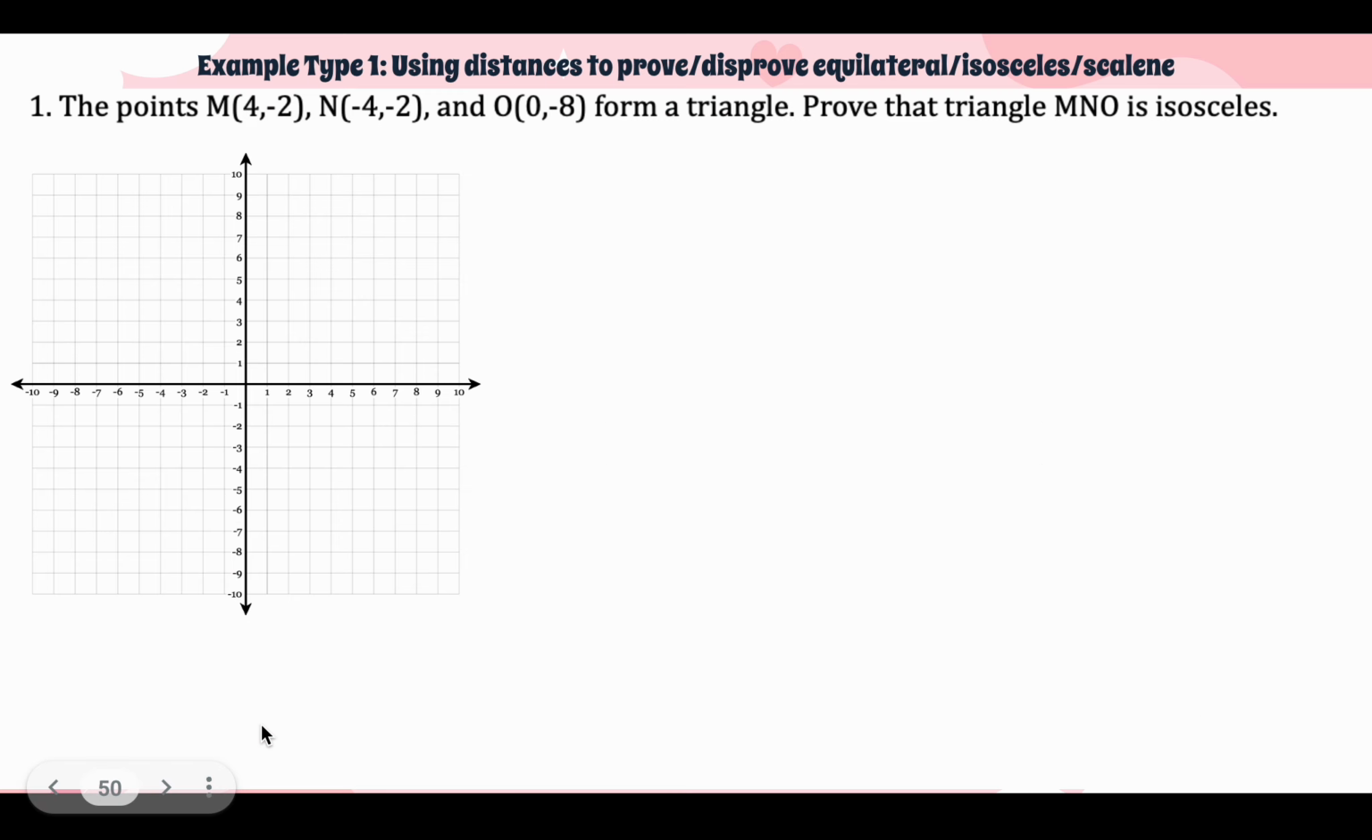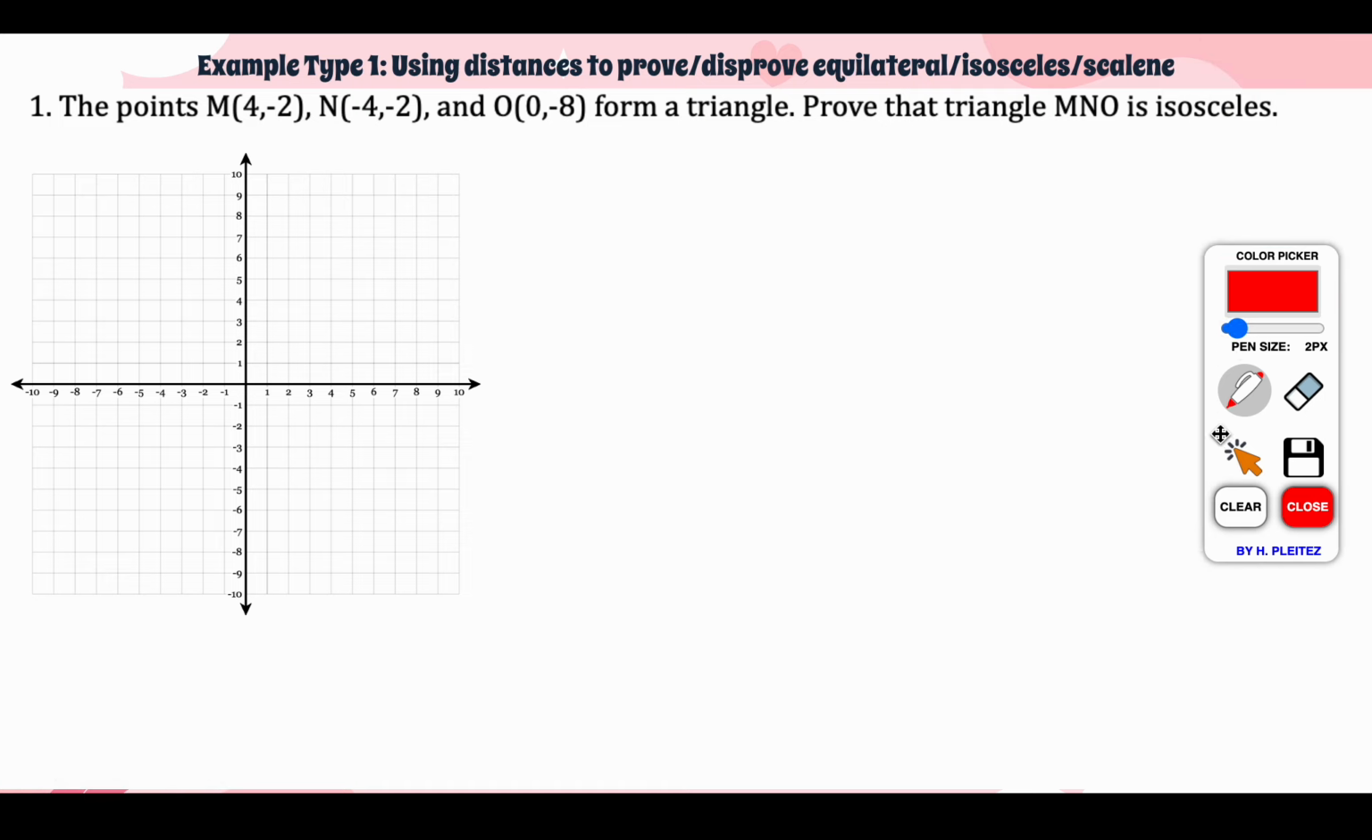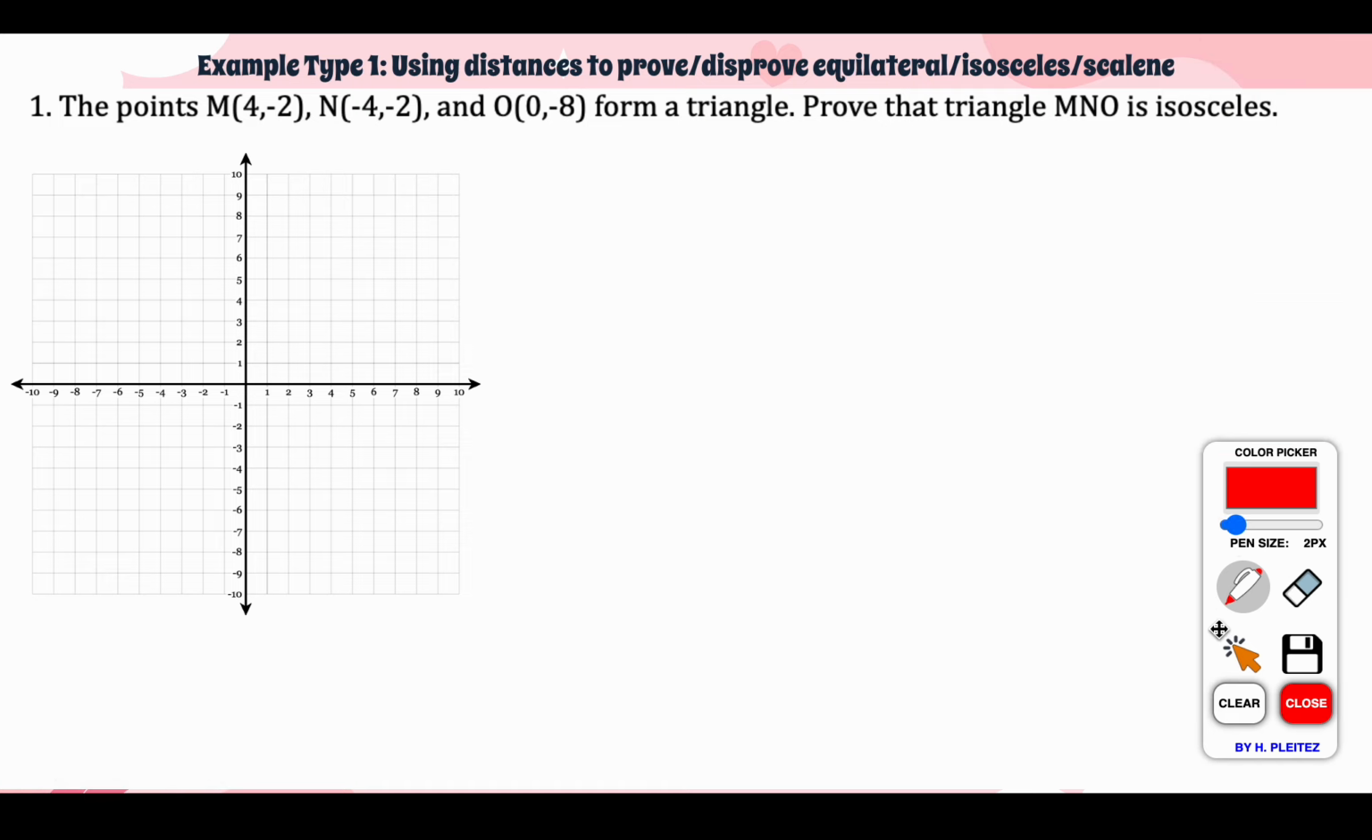So we have the points M, N, and O form a triangle, and what we are going to try to prove is that the triangle is isosceles. So first things first, I like to circle or box the thing we're trying to prove, and I'll just write what I know. So I know we want to show 2 congruent sides. So let's go ahead and plot this. We have (4, -2), which is going to be M. We have (-4, -2), which is going to be N. And then we have (0, -8), which is going to be our O.